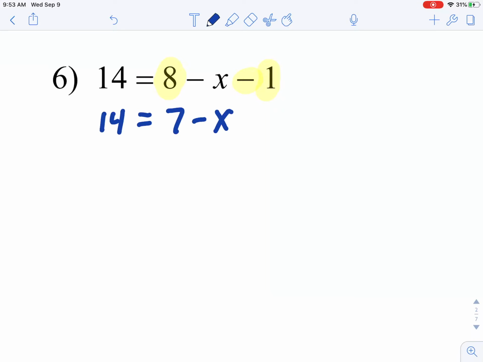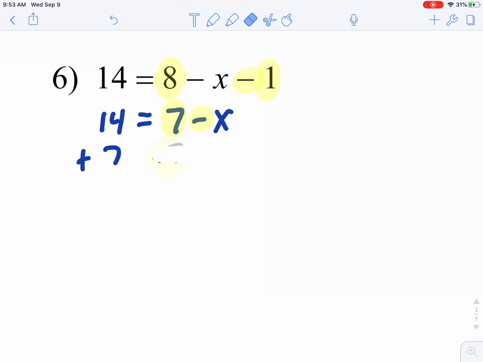Some people see this minus sign, and they say, oh, opposite of minus is plus. I need to add 7 to both sides. Well, think about this. If you add 7, does 7 plus 7 cancel each other out and go away? They do not. 7 plus 7 is 14.